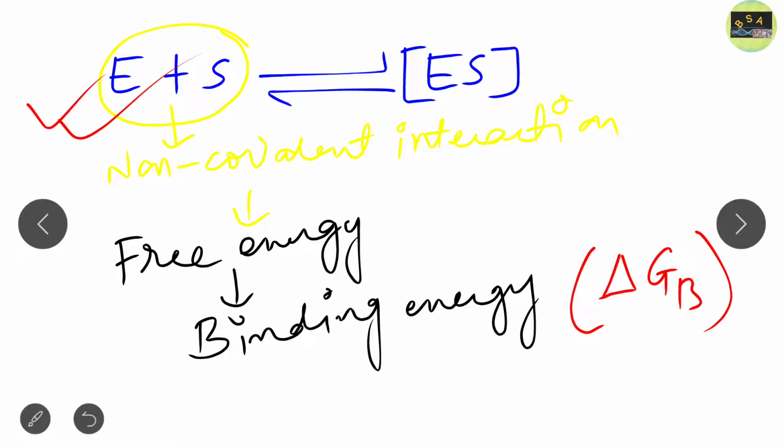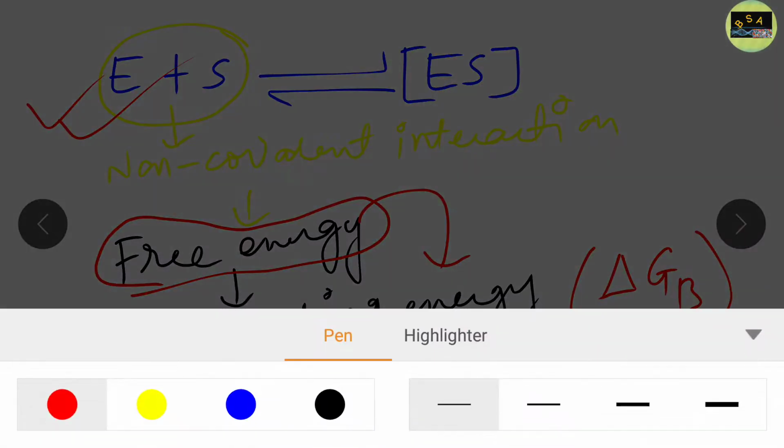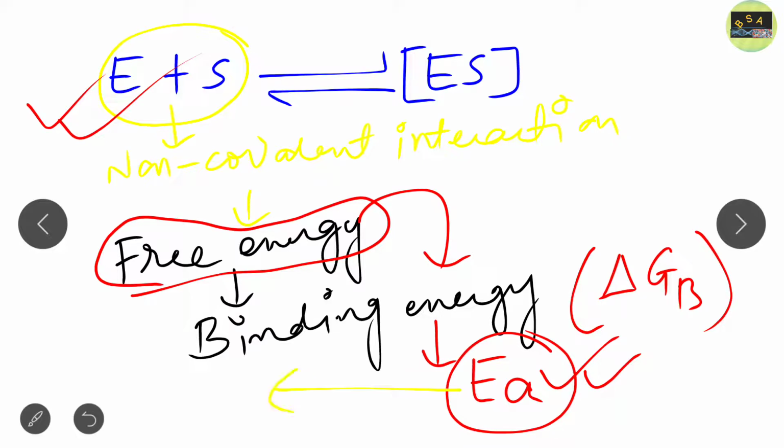Or more specifically, you can say binding energy is a major source of free energy. As I already told you, binding energy is a major source of free energy used by the enzyme to lower the activation energy, that is EA. Clear? So that the rate of reaction can be increased. So this is all about binding energy.